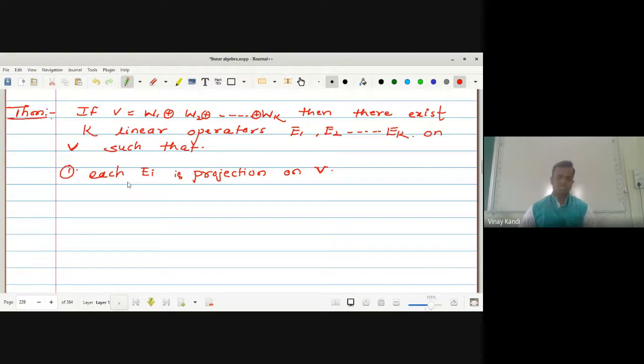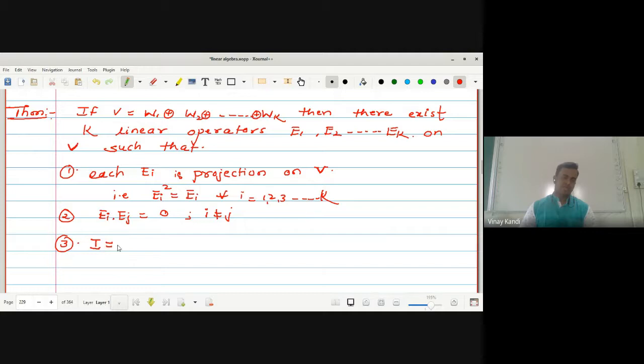Okay, so here each Ei is a projection on V. That is, what is the definition of projection? Ei square is equal to Ei for all i equal to 1, 2, 3 up to so on k. Okay, any doubt? Second, Ei into Ej is equal to 0 where i is not equal to j. Okay, the product of two projections, that is two operators, is equal to 0 when i is not equal to j.